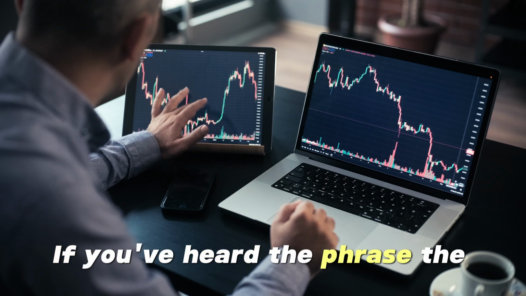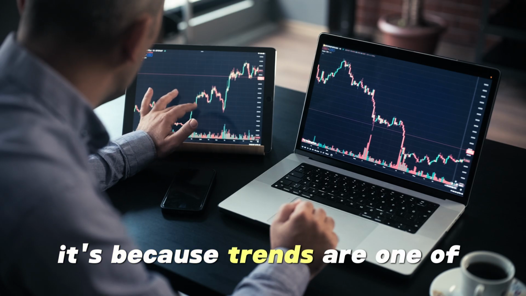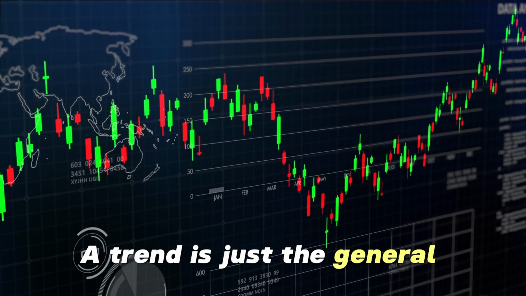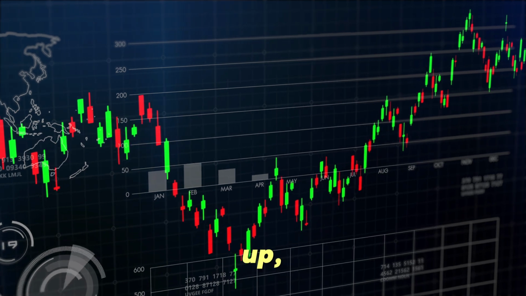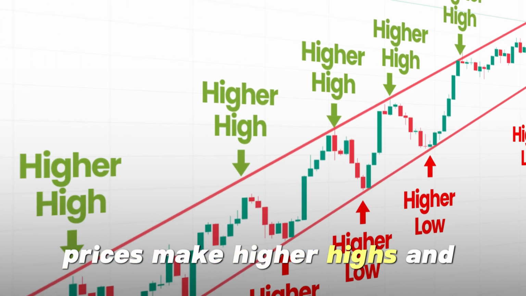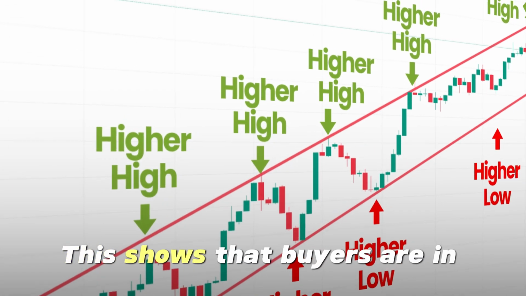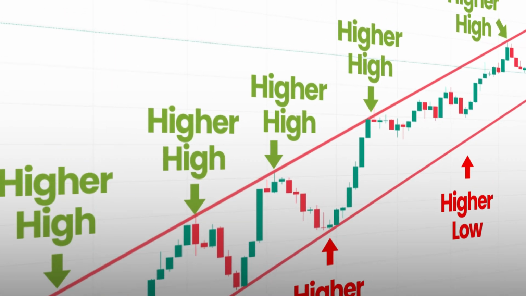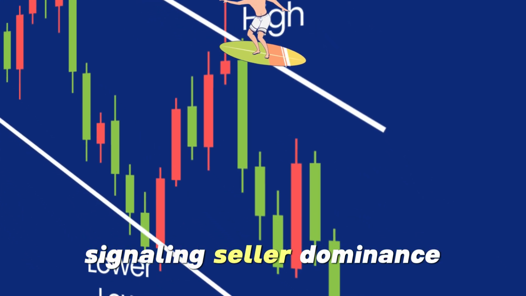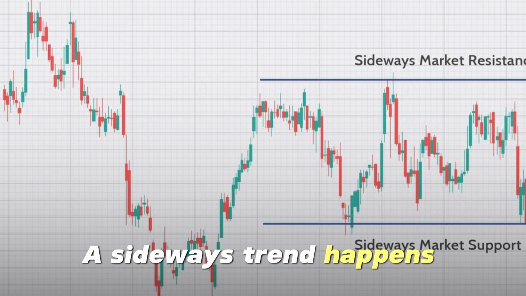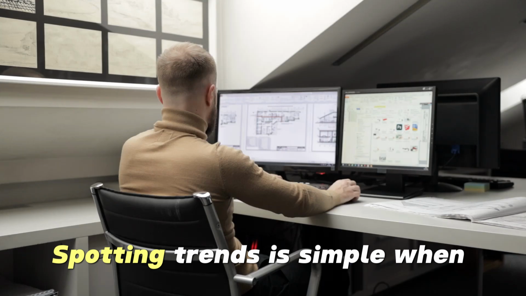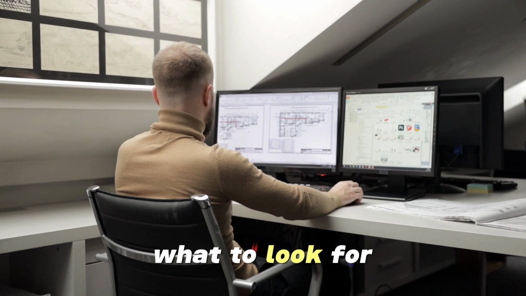If you've heard the phrase, "the trend is your friend," it's because trends are one of the simplest yet most effective ways to trade. A trend is just the general direction the market is moving: up, down, or sideways. In an uptrend, prices make higher highs and higher lows. This shows that buyers are in control. In a downtrend, prices make lower highs and lower lows, signaling seller dominance. A sideways trend happens when prices move within a range, showing no clear direction.